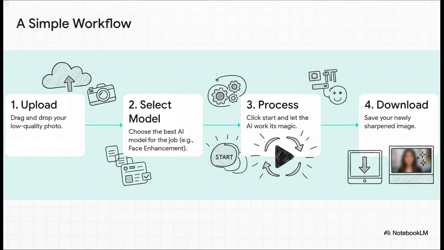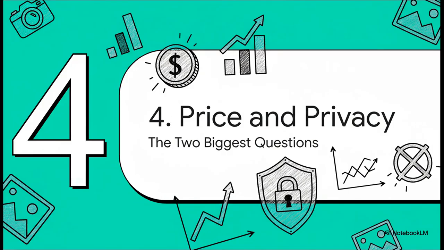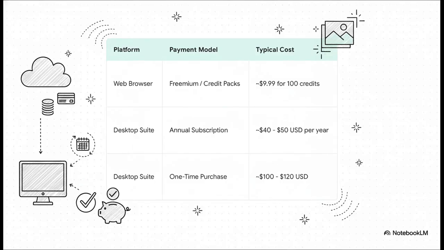Okay, so with any new tool like this, there are always two big questions that pop up, right? How much is this going to cost me? And is it safe to use with my personal photos? Let's tackle both of those head on. When it comes to pricing, Nero gives you a few different options. You can use their web tool and just buy packs of credits as you go, sort of a pay-as-you-go model. Or you can get the full desktop software, either with a yearly subscription that keeps everything updated, or you can just buy it once with a one-time purchase. It really just depends on how often you think you're going to use it.